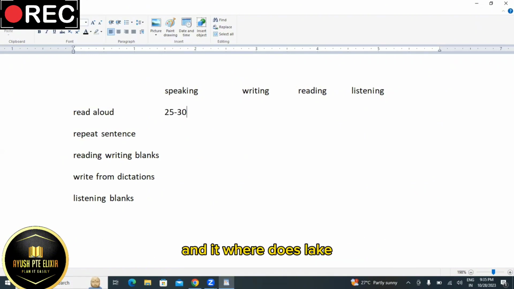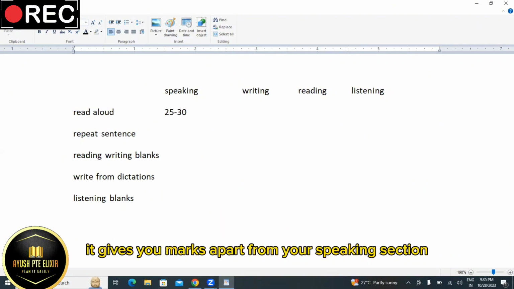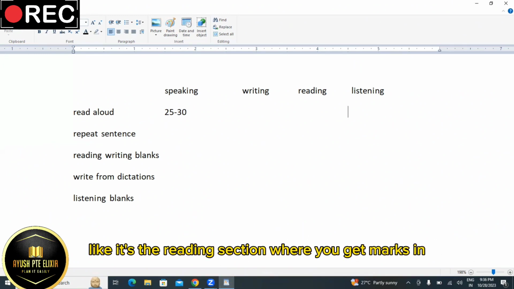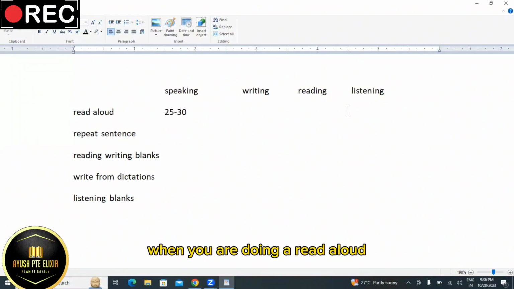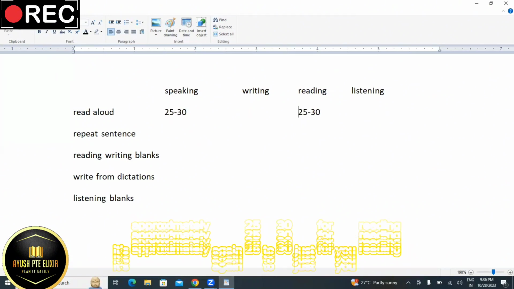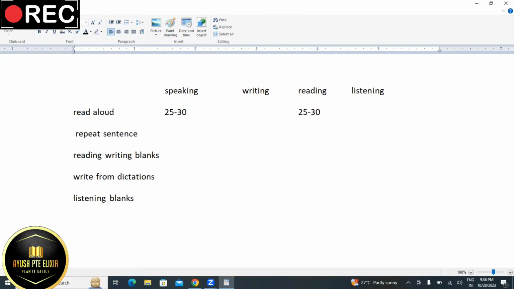And where does it give you marks apart from your speaking section? Anyone else you can tell? Reading. Reading, right? So Vidya, you should know that it's the reading section where you get marks when you are doing a read aloud. So how many marks could be given? It's approximately again 25 to 30 just for your reading, when you are reading your read alouds.